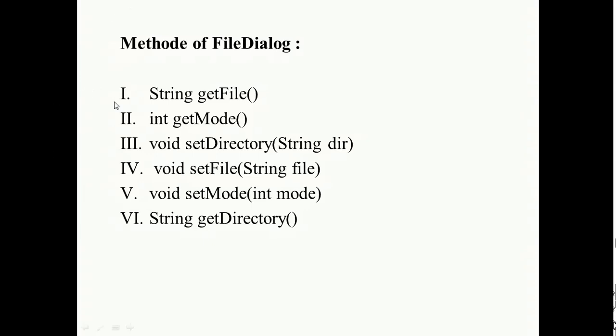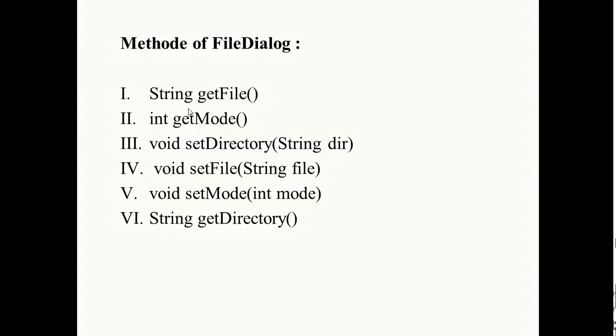Second method is int getMode. The getMode method is used to indicate whether the file dialog box is for loading from a file or for saving a file. Means it simply checks the mode of the file dialog box. It indicates whether the file dialog box is loading from a file or saving to a file.